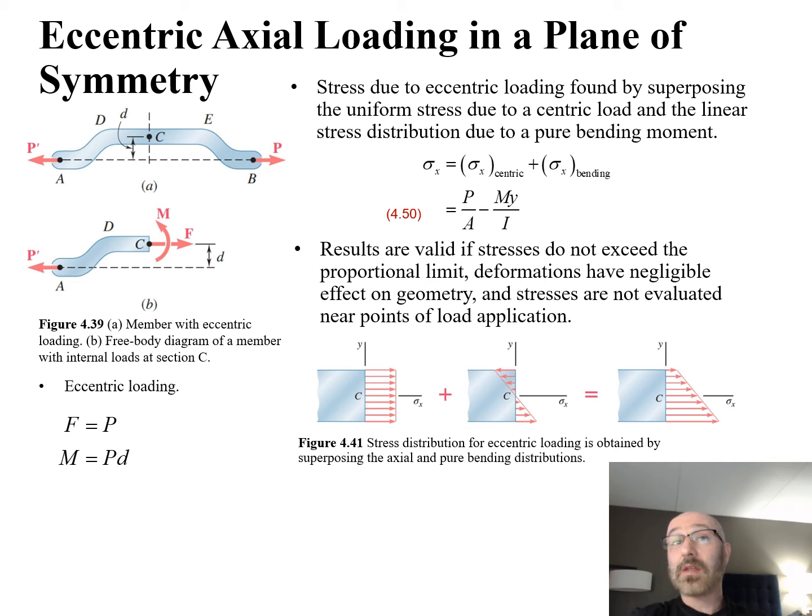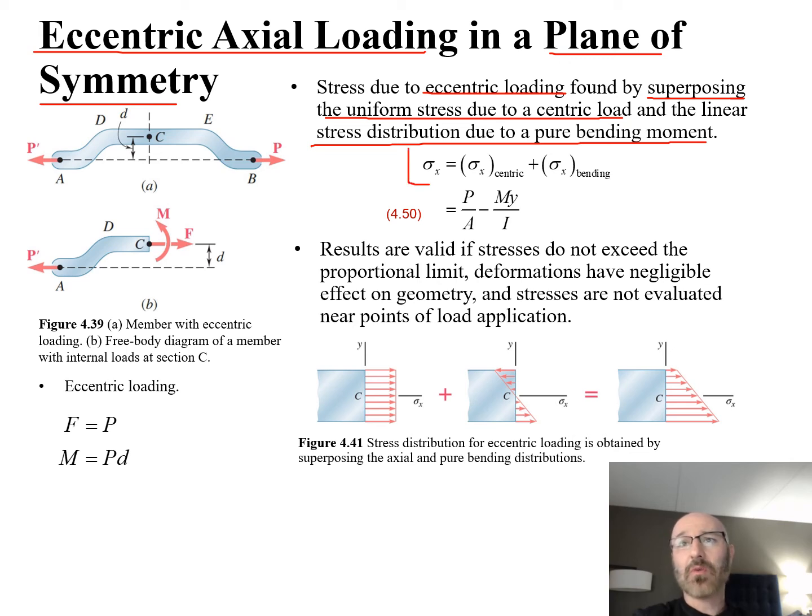So next we're going to move on to the topic of eccentric axial loading in a plane of symmetry. When we think about this, we have stress due to eccentric loading found by superimposing the uniform stress due to the centric loading and the linear stress distribution due to pure bending moment. So our governing equation for that is sigma sub x is equal to sigma sub x centric plus sigma sub x bending. So there's an equation for what we said in the wording up here.